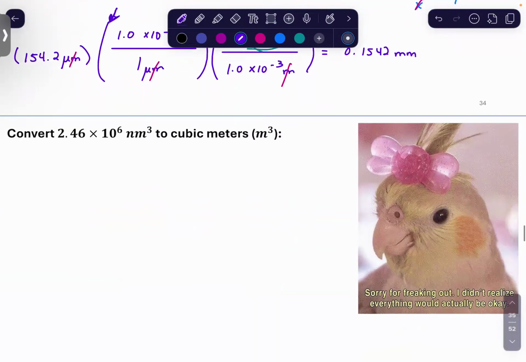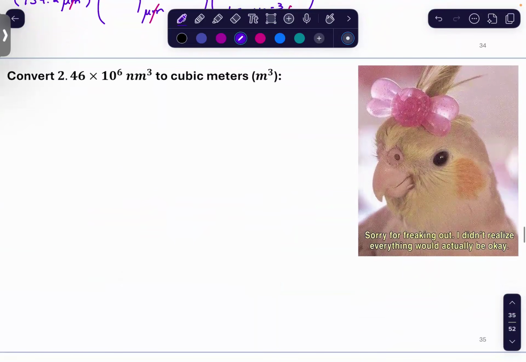So here's one. Convert 2.46 times 10 to the sixth cubic nanometers, and convert that to cubic meters. This one can get a little interesting if you're not quite sure what you're doing. So let's take a look at it.